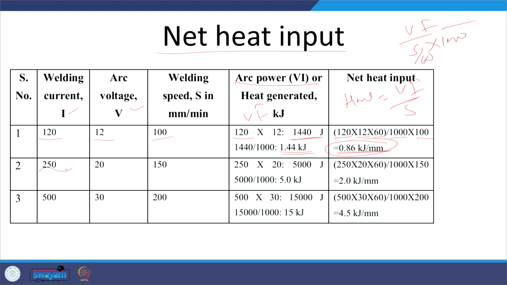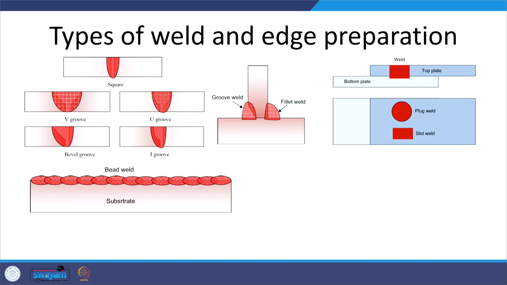Likewise, we can use 250 welding current, 20 arc voltage, 150 welding speed per minute. This will give us 2 kilojoule. So, by changing the welding current and by changing the welding speed, we can adjust the net heat input significantly. If you can see here, by using different sets of welding conditions, we can change the net heat input significantly. Now, we will be talking about the types of the weld and the edge preparation.